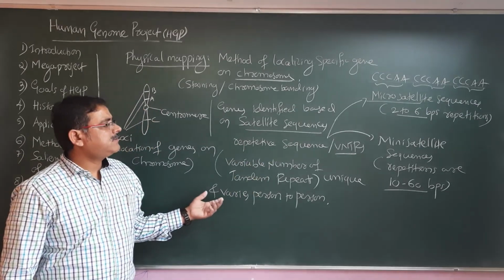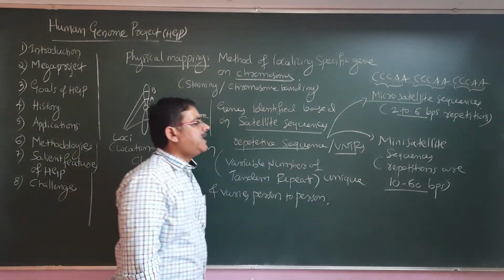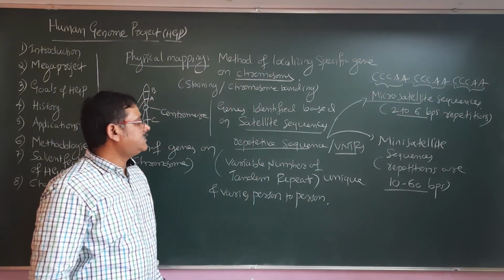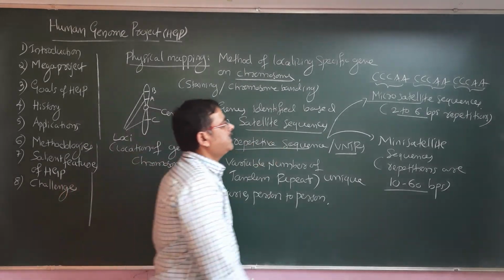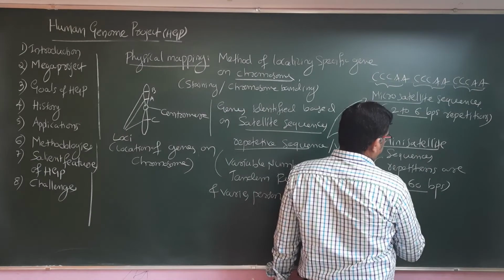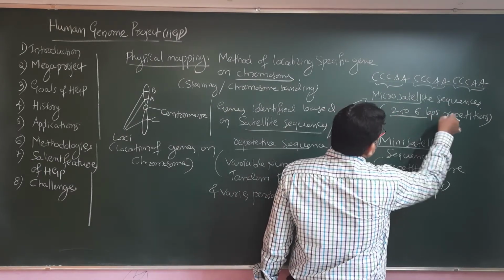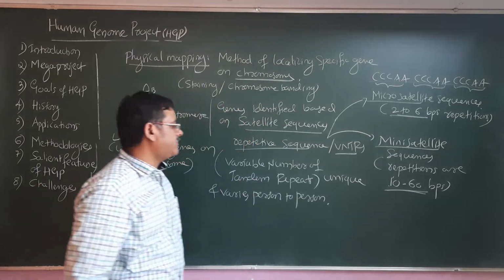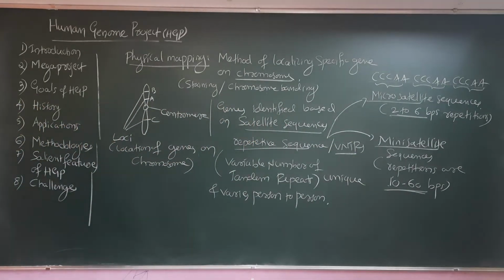So VNTRs or the repetitive sequences we call satellite sequences, and these can be microsatellite as well as minisatellite. Minisatellite is a 10 to 60 base pair repetition, whereas a 2 to 6 base pair repetition is a microsatellite. So this is all about the methodologies utilized in sequencing or sequence annotation, or physical mapping.